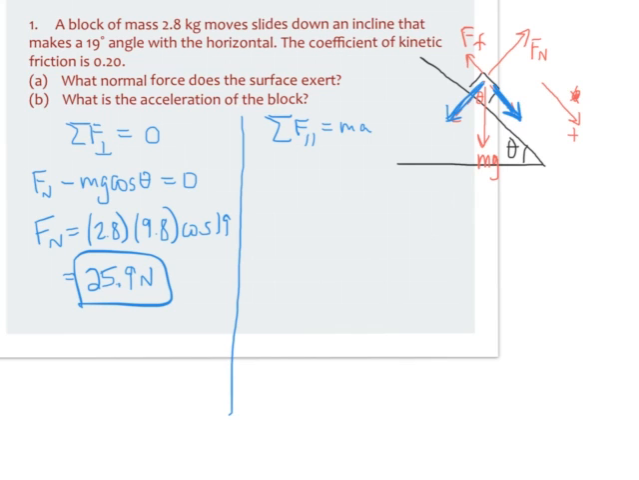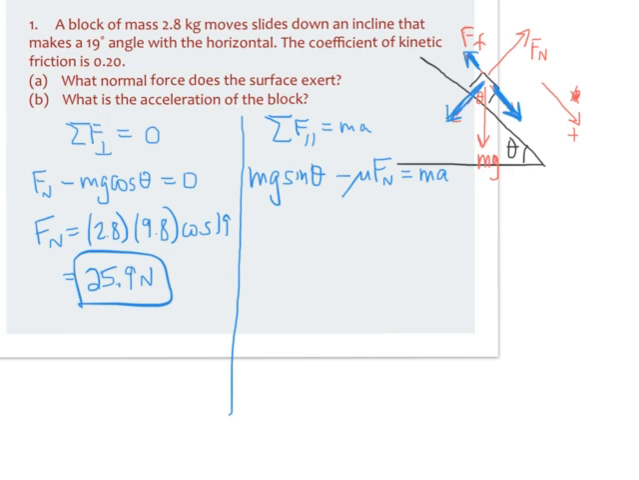So that is mg times the sine of my angle, and then working against the motion is the frictional force. Friction will always be negative with the way that I set up my problems. And friction, of course, is mu times the normal force. Now these don't equal 0 because there is acceleration. If the problem had said that the block moves with constant speed, then I would set the forces equal to 0. But in this case, I'll say that they equal m times a.